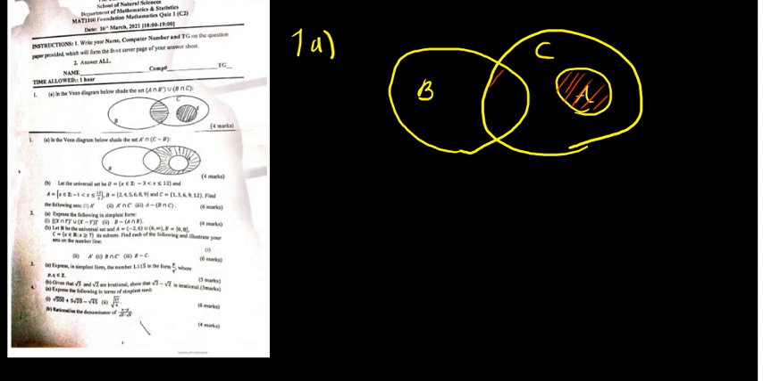Okay, let's use the green color so that they are different. So this is the part that we have to shade. So that's how you shade for this one, A intersection B complement union B intersection C. So that's all. 4 marks for this one. So let's go to the next question, which is B.